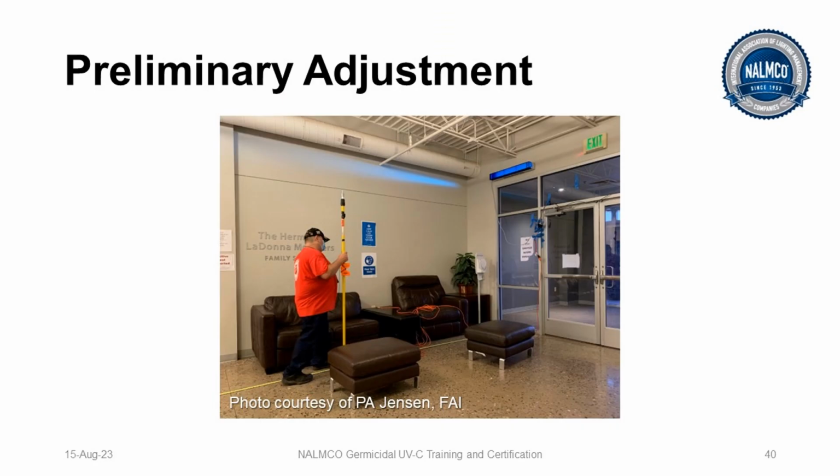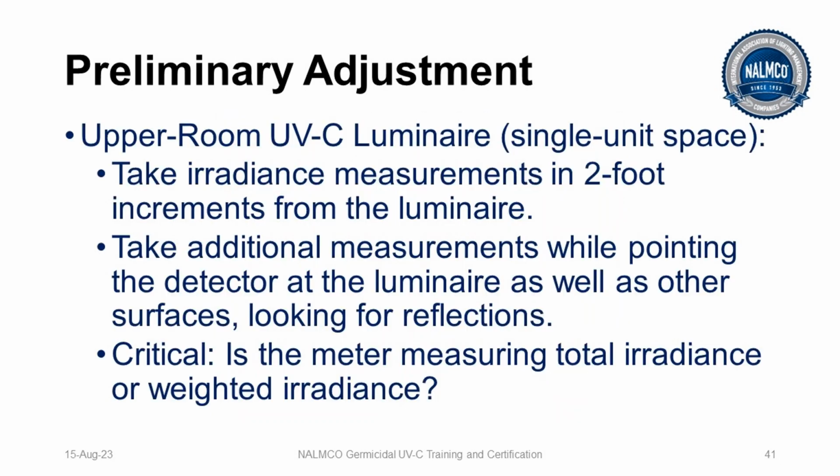So here's somebody doing a preliminary adjustment. You can see it's a relatively narrow beam. He's got his tape measure on the floor. We'll take irradiance measurements generally in 2-foot increments. If you have tile that's 1 foot, or say it's 18 inches, whatever, you can use the tile on the floor for your grid as well, because it doesn't necessarily have to be the exact 2-foot increments, but it's whatever is convenient.